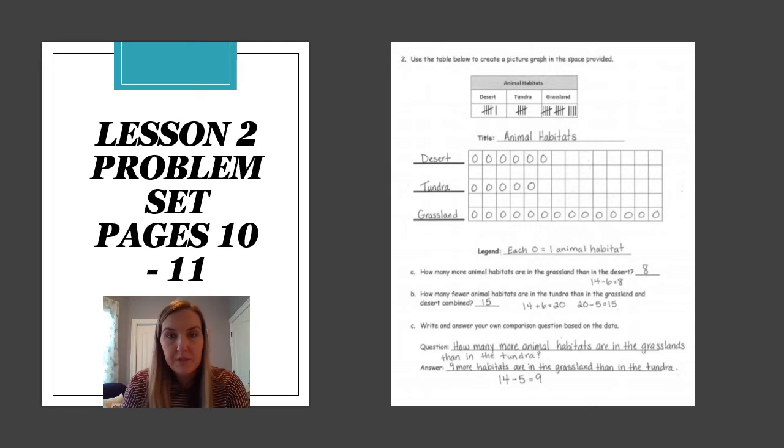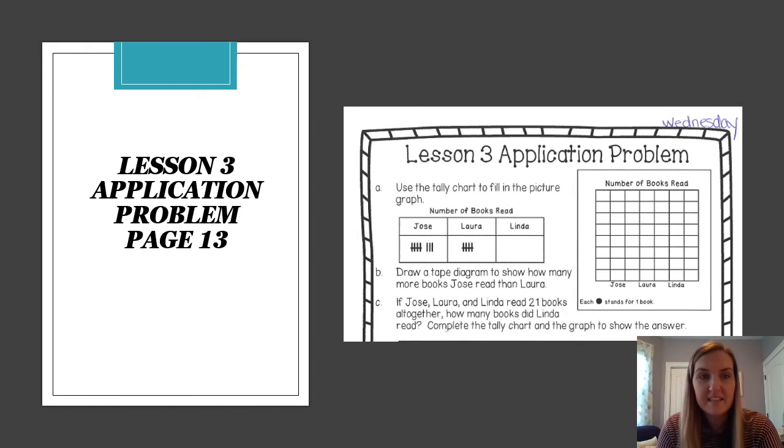Page 11, problem 2. Use the table below to create a picture graph in the space provided. The data table is about animal habitats, desert, tundra, and grassland. Again, this is very similar to the previous picture graph, but this one's different. It is sideways or horizontal. Lesson 3 application problem, page 13.